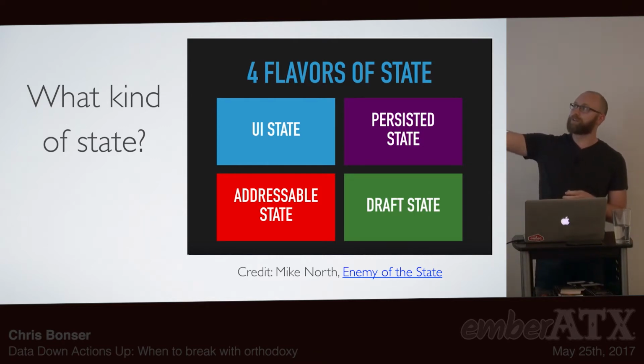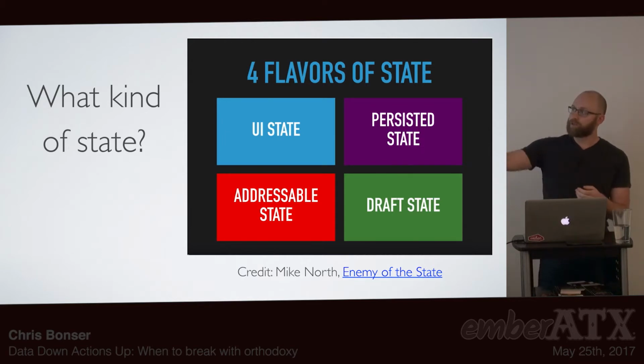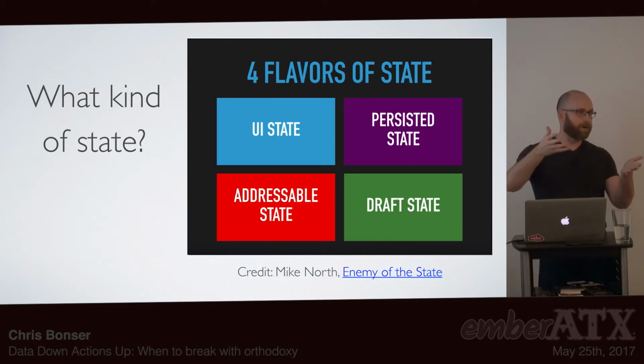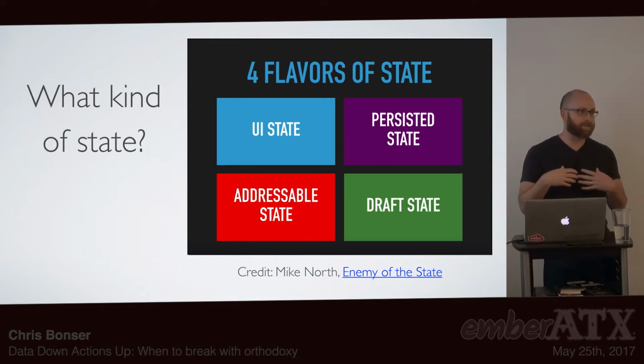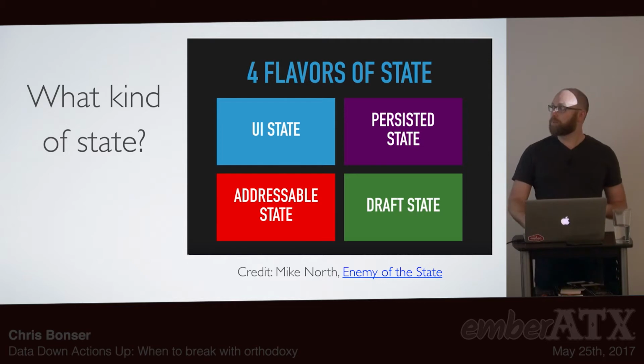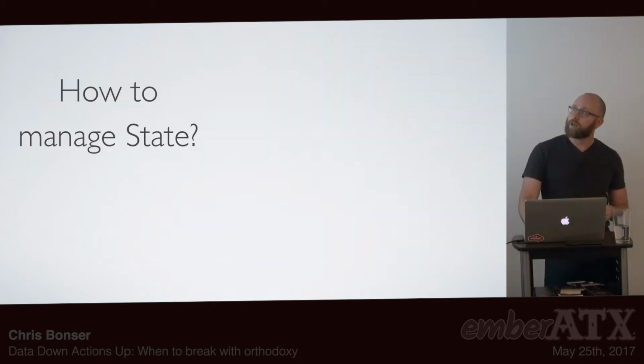The types of state that he talks about are UI state, so it's stuff like a drop-down menu: is it open or is it closed? You have addressable state, and that's state that you store in the URL, so your URL changes as you move around. Persisted state is like your records that you store in a database in the back end. And then draft state is stuff that you're about to store in the back end. For the sake of tonight's talk, we're going to zero in and focus on UI state as an example of how to do the data down, actions up thing, and how to think about that model. But if you're not familiar with thinking about these different things in an Ember app, his talk's great.